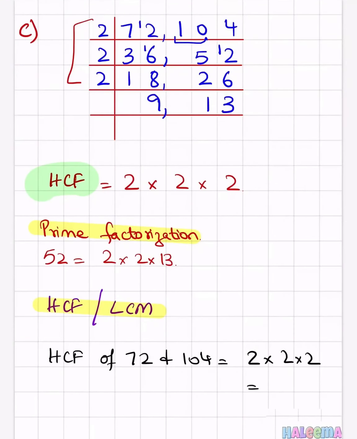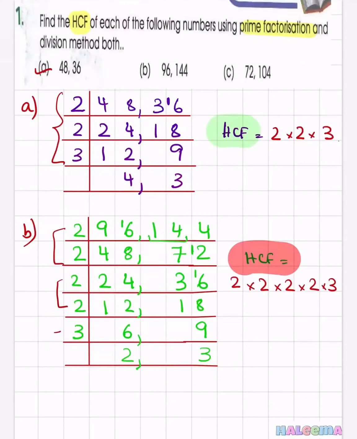For example, 2 times 2 is 4 and 4 times 2 is 8. We have to write 8. This is going to be our final answer. So I'm going to write the HCF for 72 and 104 is 8.